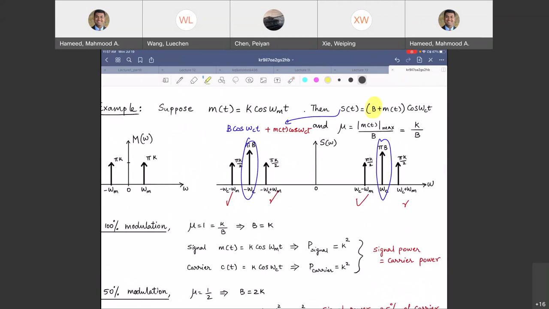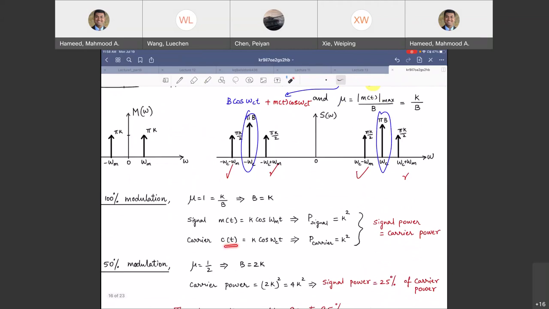Because you want to go for asynchronous, a relatively inexpensive and simple receiver, you can do this. You can add the bias, but the problem is because you added the bias, there is going to be some power associated with it. You see that? So let's see how much power. Carrier signal is what? K, which is B, cosine omega_c t, right? The amplitude is B present at omega_c. So that is B cosine omega_c t. That's your carrier signal. The power of this is going to be K squared.